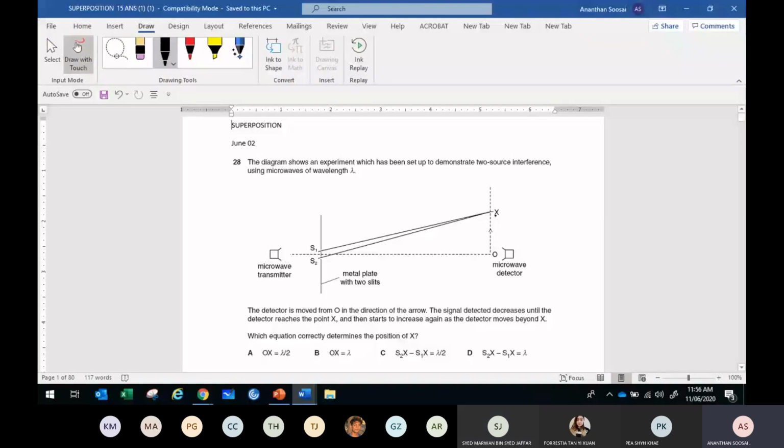This is the first dark. For the first dark, the path difference must be how much? Half lambda, right? So which is the answer? OX is half lambda, or S2X minus S1X is half lambda? B and D cannot. It should be half lambda because it's the first dark. A or C? C. The path difference S1, S2 should be half lambda.